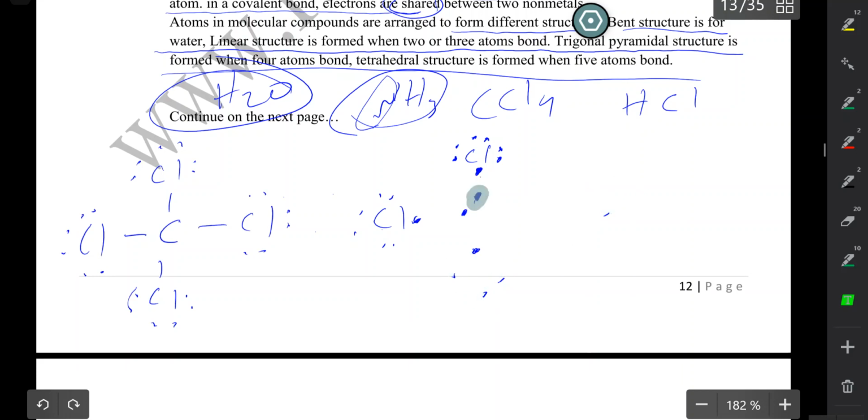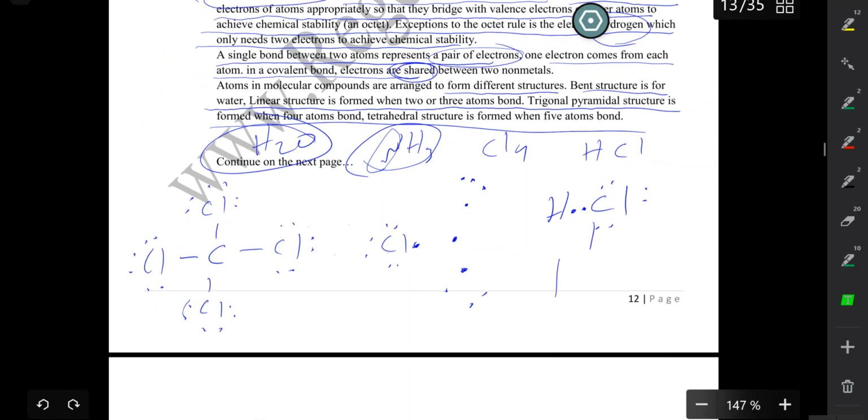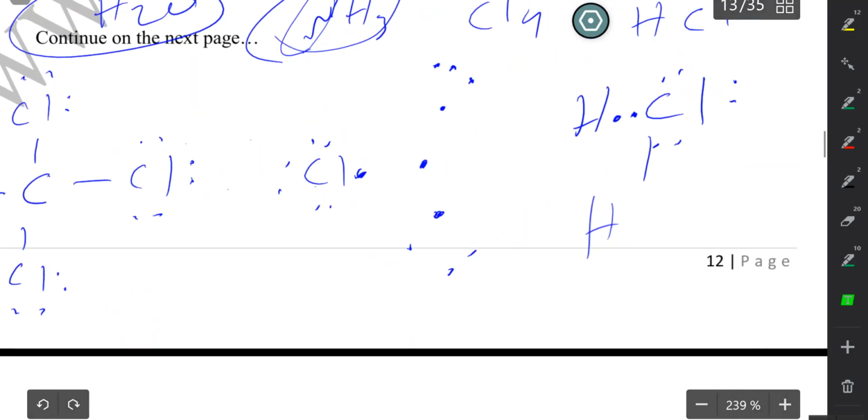Next, we have HCl. For HCl, I'm going to draw it right here. H has 1 valence electron. Cl has 7. One will bond, the other will hang here. So it would look like this. HCl.